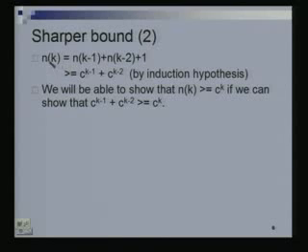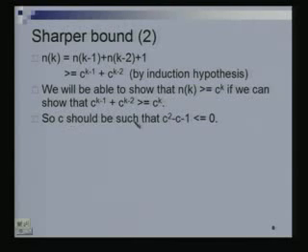Okay, now I have to show that n of k is larger than c to the k. I can show that n of k is larger than c to the k if I can show that this quantity is larger than c to the k. Yeah. So this is what I have to show. I have to show that c to the k minus 1 plus c to the k minus 2 is larger than c to the k. Yes? Right? Okay, good.